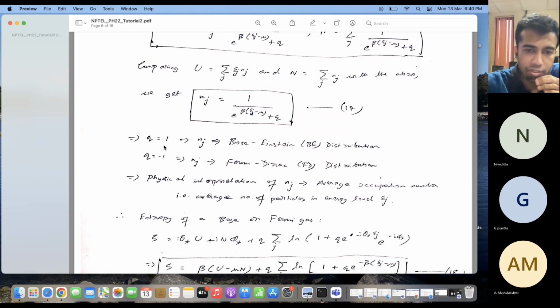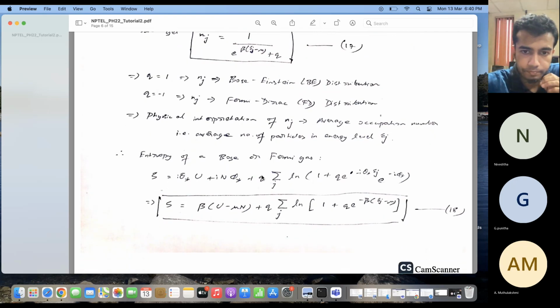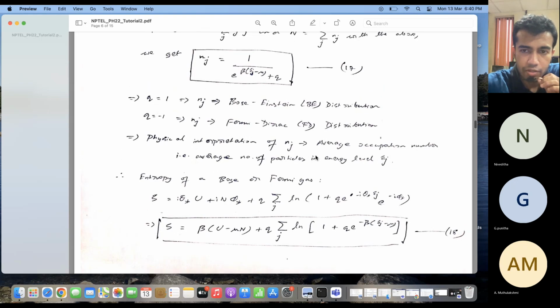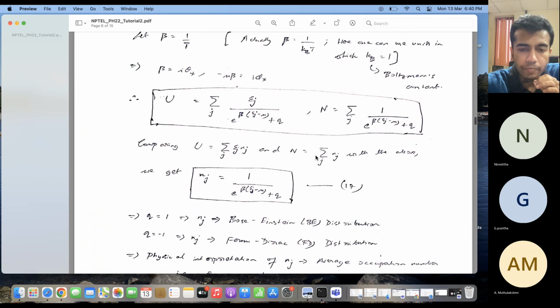If q is equal to 1, it should be Fermi-Dirac statistics, and if q is equal to -1, it should be Bose-Einstein. So for q equal to 1, I would get the Fermi-Dirac distribution function, and for q equal to -1, I will get the Bose-Einstein distribution function. So this is the physical interpretation of A, which I had told you earlier. Up to this part, the derivation is clear, right? As to how we obtain the distribution function starting from the entropy of a system of identical quantum particles.